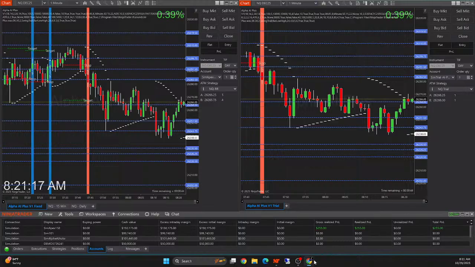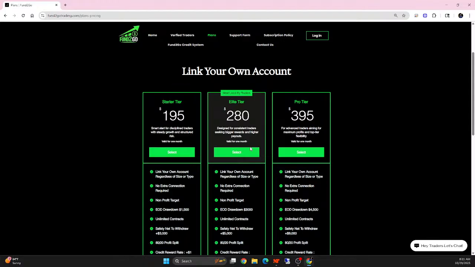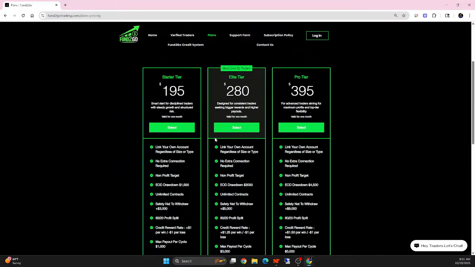So yeah, once you get one of these tiers, you don't need to have a specific size to connect your account to one of the tiers. Doesn't matter. You can link your evaluation account, your PA account, your simulation. It doesn't matter which account you use or which account size you use. We can use a 50K account with the pro tier. That's fine. As long as you don't hit the drawdown, you pass the safety net, it should be okay.